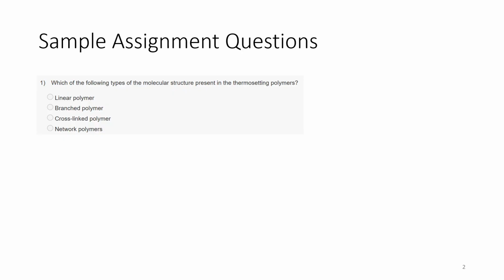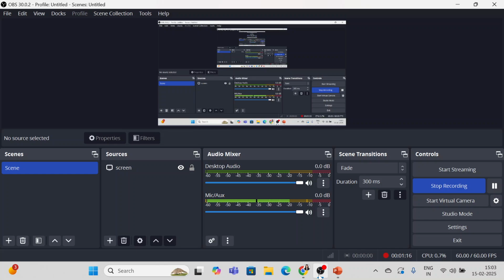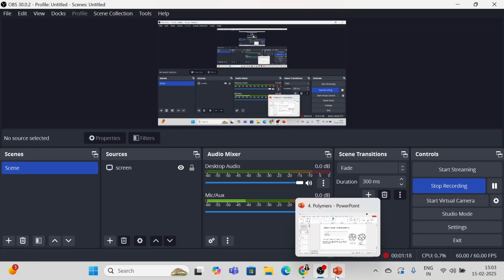Firstly, we'll be going through some sample assignment questions which will be helping you in solving your assignments. Then we'll go through some lecture notes. First, we'll go through questions related to your assignments.